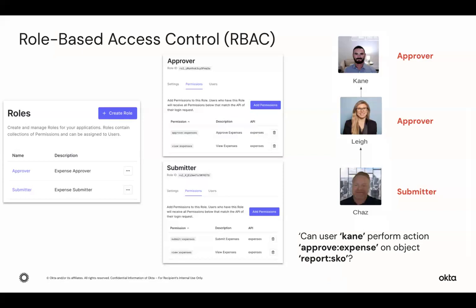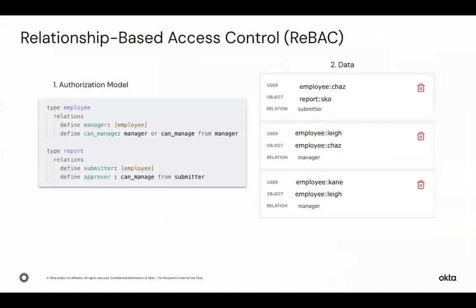You're checking if the user has a permission, versus ReBAC, which we're going to talk about in the next slide, is always asking if I have a relationship to that report or not. And that actually helps you have more flexibility to create your authorization model. So let's talk about the ReBAC model now.